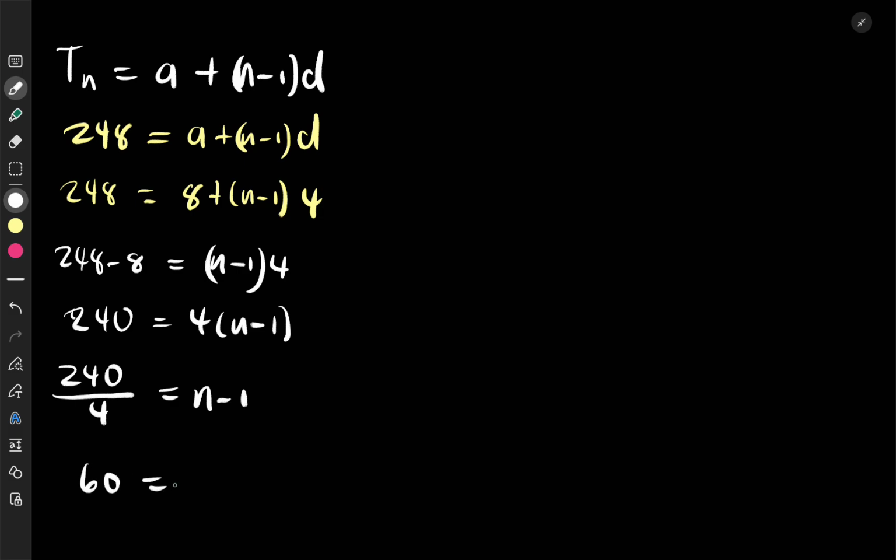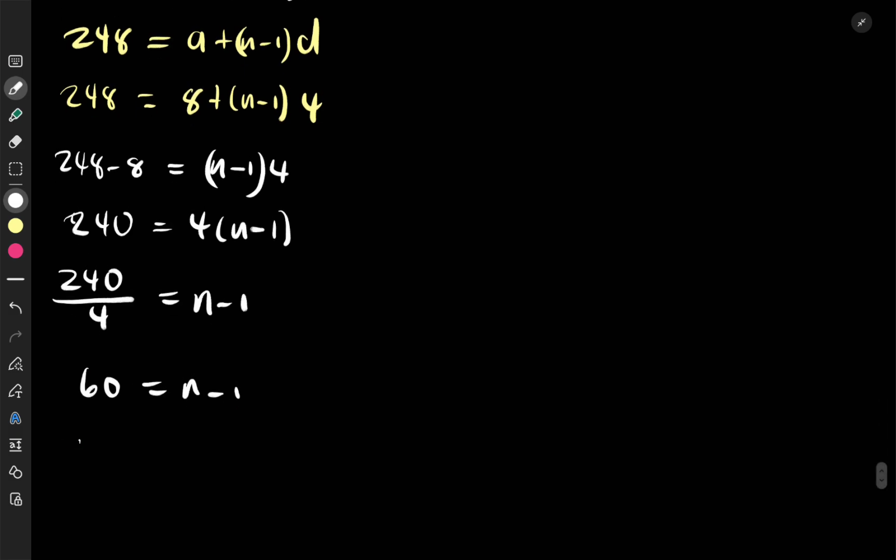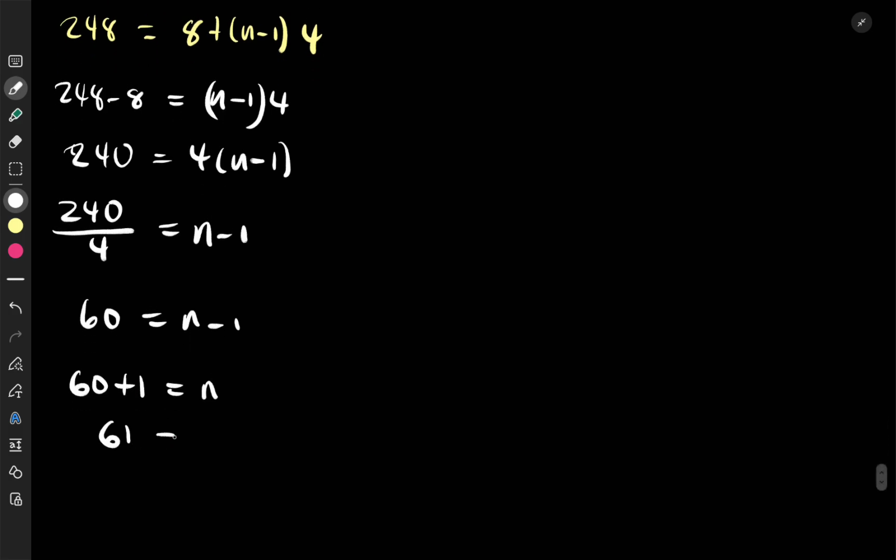So 60 is equal to n minus 1. Then 1 goes to the other side. 60 plus 1 is equal to n, and 60 plus 1 gives me 61. So n is 61. And this is the number of terms. I have them as 60 plus 1, and that is going to be 61.